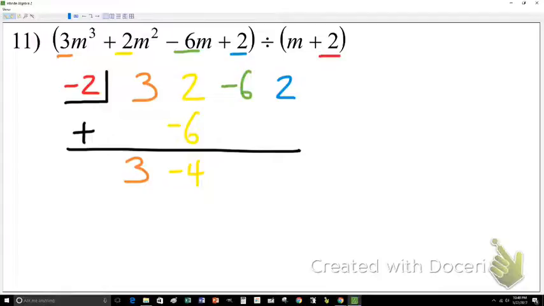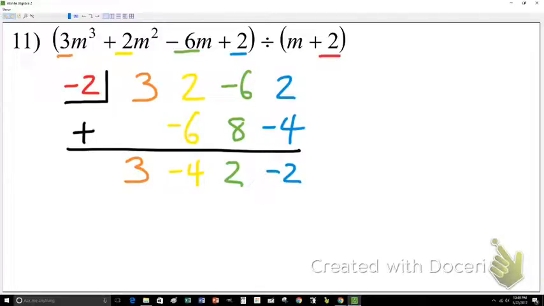And then it repeats. Negative 4 times the negative 2 in the box would be a positive 8. And then we add, and we get a positive 2. And then it repeats. The 2 that we have there times the negative 2 in the box goes underneath the other number up here, the 2. So 2 times negative 2 is negative 4, so placing that negative 4 underneath there. Add, and we get our remainder, negative 2.